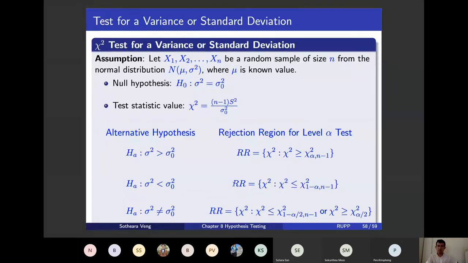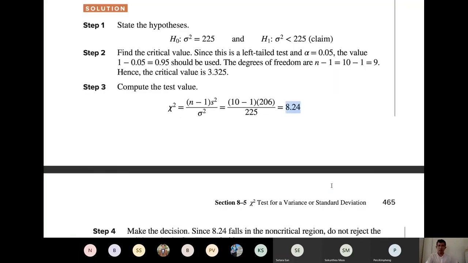The corresponding rejection region is this. You have to compute the test value. If it's less than this critical value, it means that you have to reject the null hypothesis. But if, in contrast, it's greater than this value, you do not reject. Do not reject.